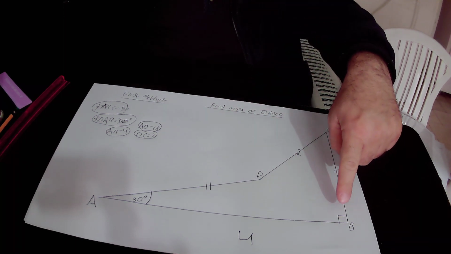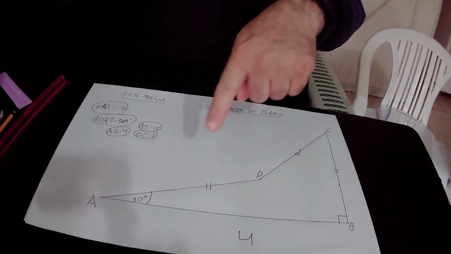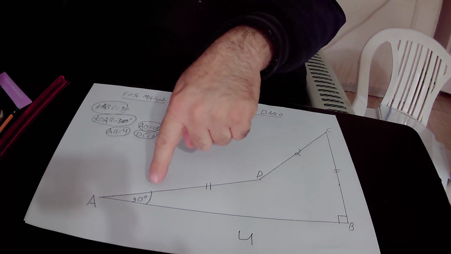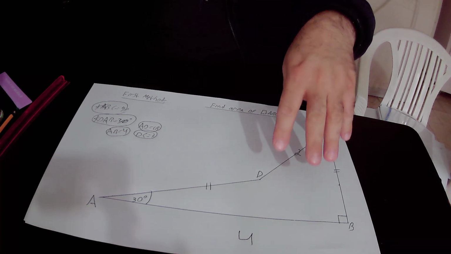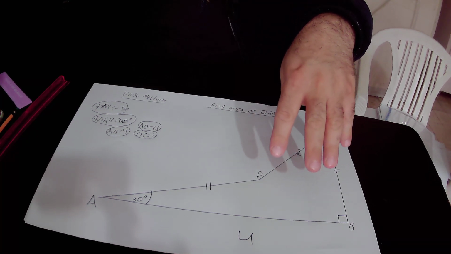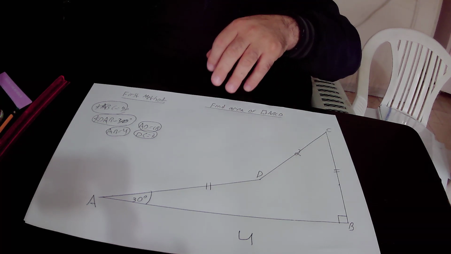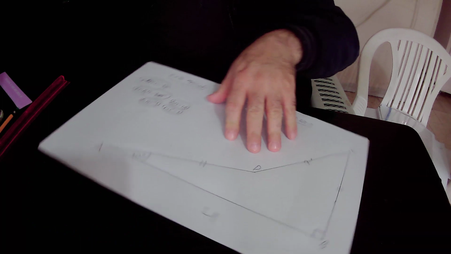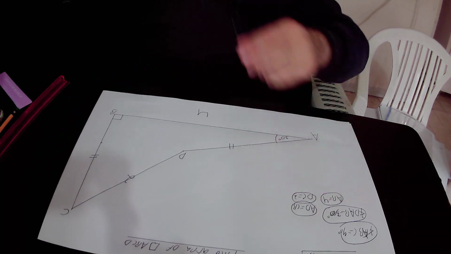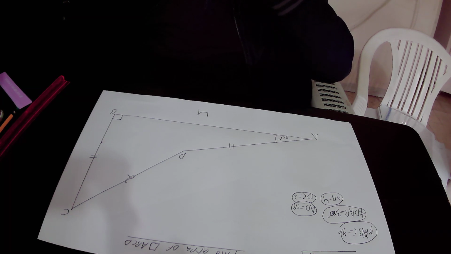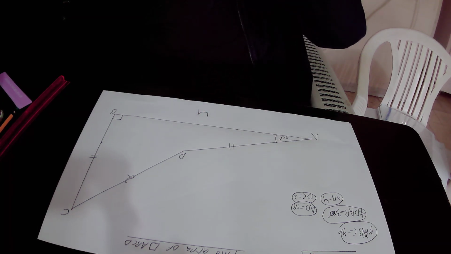Angle ABC equals 90 degrees. Angle DAB equals 30 degrees. And we want to find out the area of quadrilateral ABCD. So we will start with the first method. In the first method, we will draw a perpendicular from point D to AB.